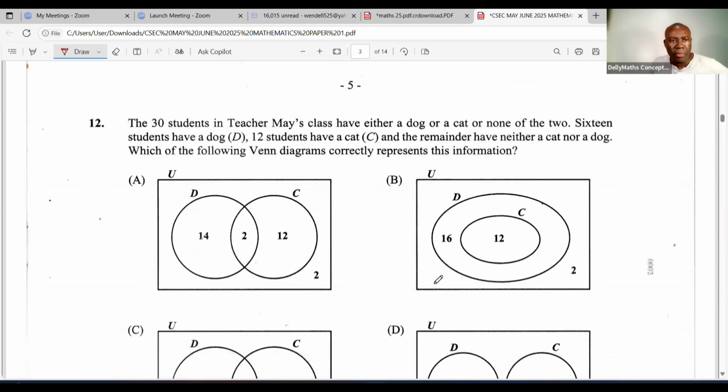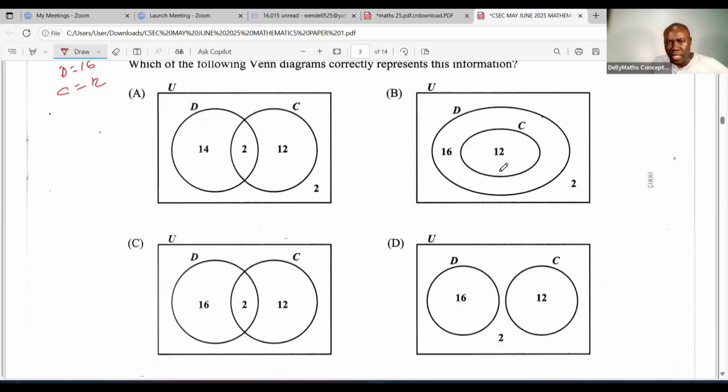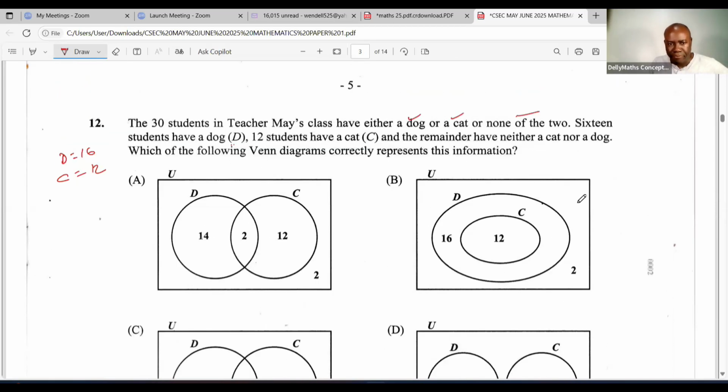Let's go to number 12. The 30 students in a teacher's class have either a dog or a cat or none of the two. So it's either they have a dog or a cat or none. All right. 16 of them have a dog. So you have to pay attention. So we're looking at where D in total will be 16, C in total will be 12, and the remainder have neither. So those will be hanging on the outside. All right, no problem. We want to see which one of these Venn diagrams would have captured that.